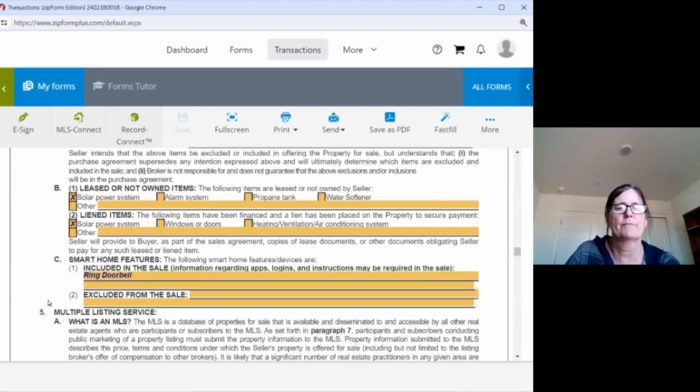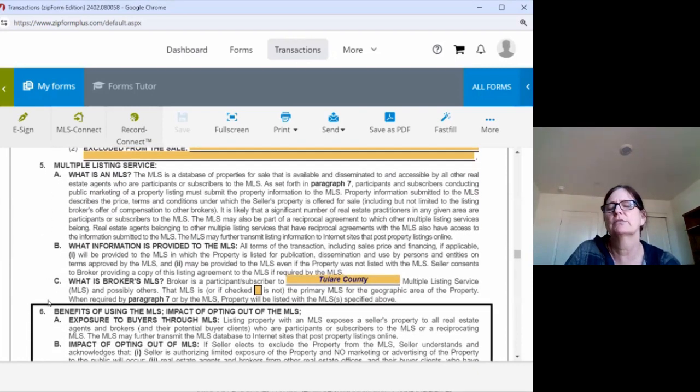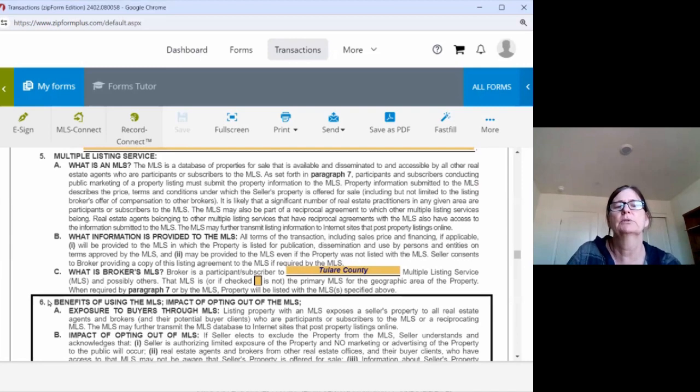Pretty straightforward. Okay. And then we're going to let them know what multiple listing service their property is going to be listed in. First of all, it explains what the MLS is and what information gets provided to the MLS. And then it says that the broker is a participant or subscriber to. So I'm a subscriber to the Tulare County Multiple Listing Service.